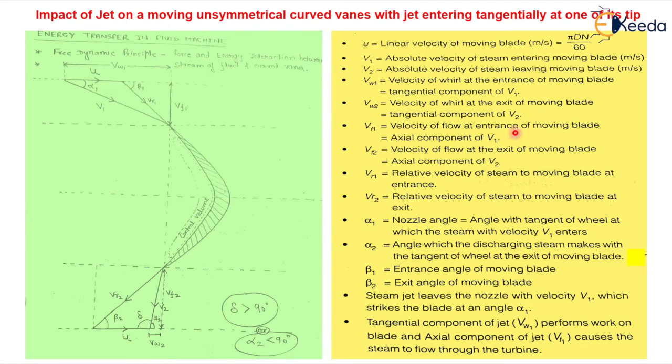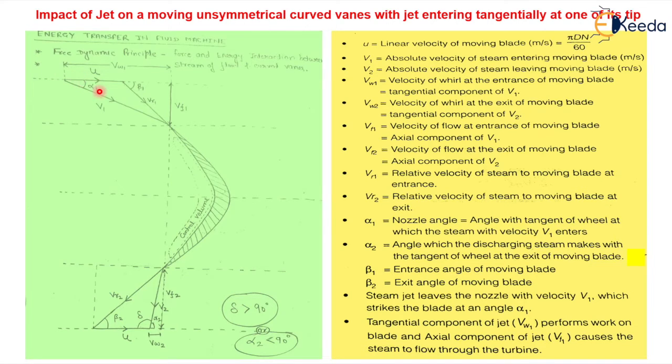VF1 is the velocity of flow at the entrance of the moving blade. VF1 is the perpendicular component of V1. Similarly, VF2 is the velocity of flow at the exit of the moving blade. VF1 and VF2 are perpendicular to u, or we can say VF2 is the perpendicular component of V2. What is VR1? VR1 is the relative velocity of steam or fluid to the moving blade at the entrance. VR2 is the relative velocity of steam to the moving blade at the exit.